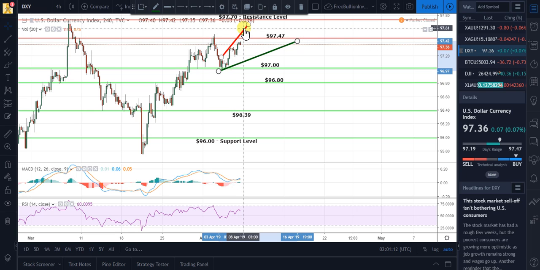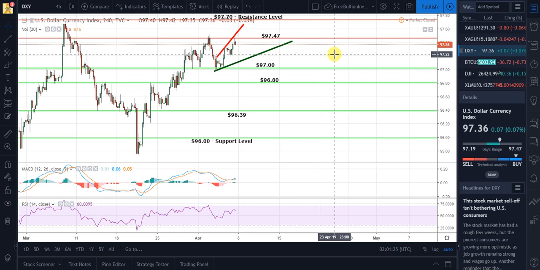But technically, we have a negative pattern in the price of the U.S. dollar. So I wouldn't be surprised if we do confirm it to the downside sometime this week. So that's it for this week's review and outlook.